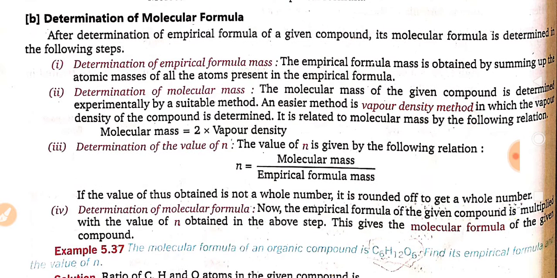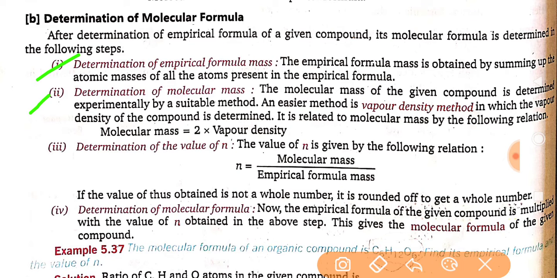So how can we determine the molecular formula? First, determination of empirical formula mass. The empirical formula mass is obtained by summing up the atomic masses of all the atoms present in the empirical formula. Second, determination of molecular mass.